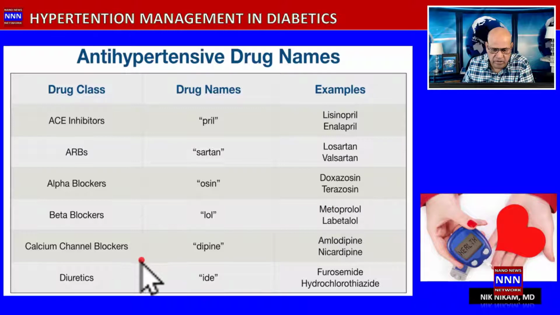Calcium channel blockers end in, not all of them, but most of them, in dipine: amlodipine, nicardipine. And diuretics, of course, end in IDE: furosemide, hydrochlorothiazide.